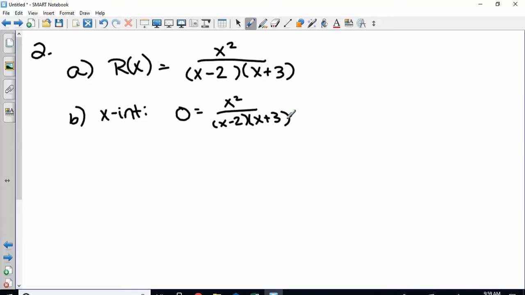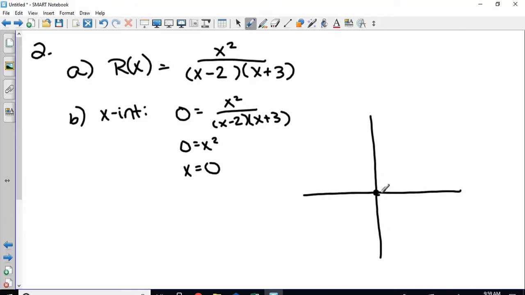So the first thing you probably do is multiply by that denominator. And 0 times anything is still 0. And you square root and you get x equals 0. So on my graph, we hit the x-axis at 0.